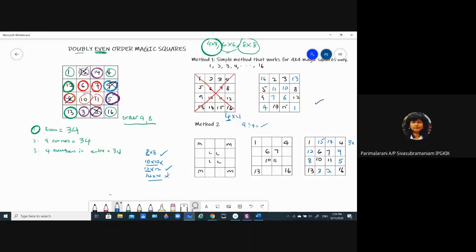Okay, so now we are going to look at 8 by 8 magic squares. 8 by 8 is a little bit more difficult to do, but it's very interesting.